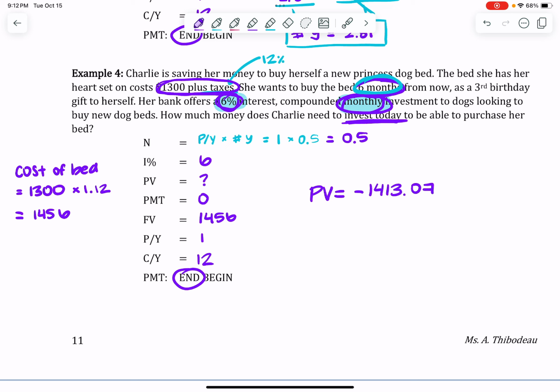$1,413.07, but this is not where I express my answer. When we plug things into our TVM, I want to see what you get out. So I'm seeing this here, but that is not my final answer because my final answer needs units, and I am dropping the negative because, again, the negative only tells me information about the TVM and the directionality of the money, but it doesn't make sense in answering the question. So my final answer should be $1,413.07.